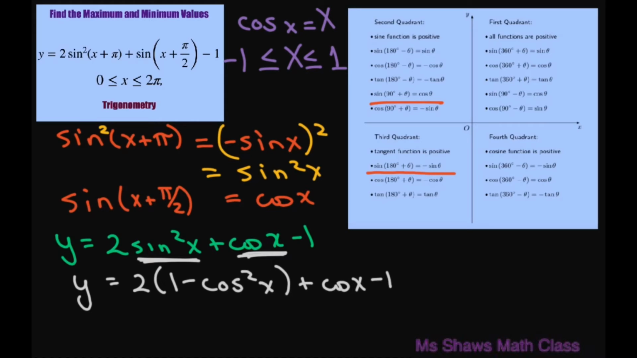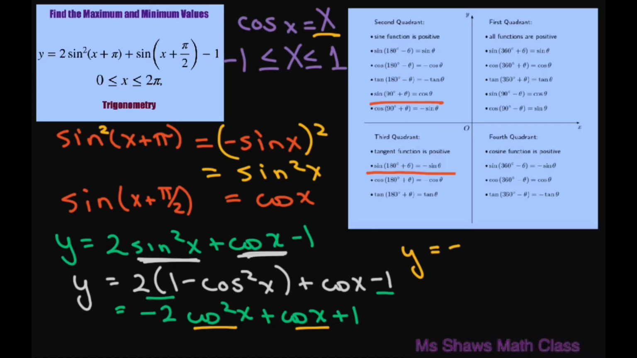And then simplifying this is going to give me equals negative 2 cosine squared of x. Then we have plus cosine of x. Then we have 2 minus 1. So that's going to be plus 1. Now let's go ahead and substitute in our big X. So everywhere there's a cosine, we're going to put big X. Now we have y equals negative 2 times big X squared plus big X plus 1.